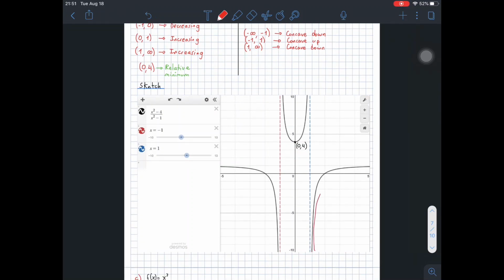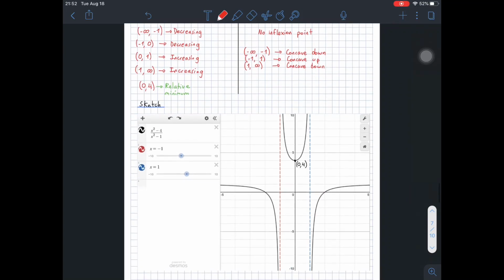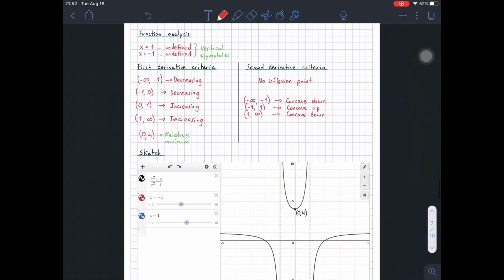From 1 to infinity, you see that the function again is bending downwards. Although it is increasing here, as we got here, it is concave down, meaning that the function is bending downwards, okay? So, this is the analysis for function B.